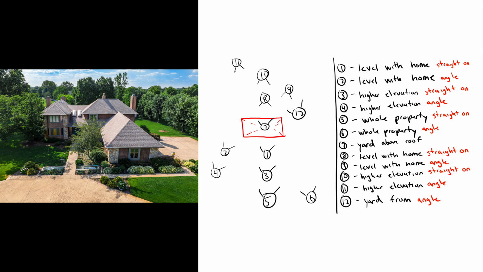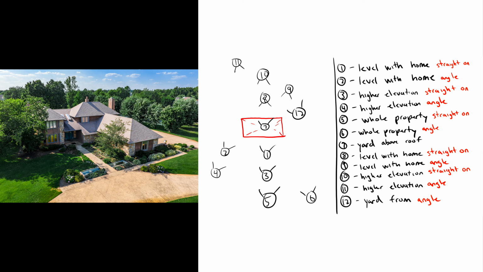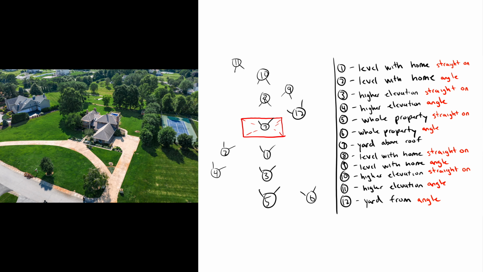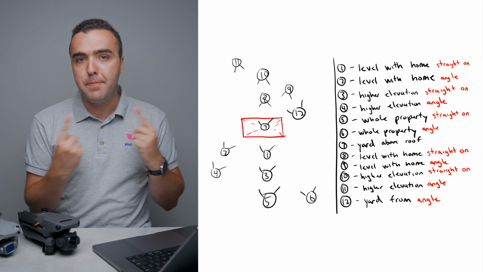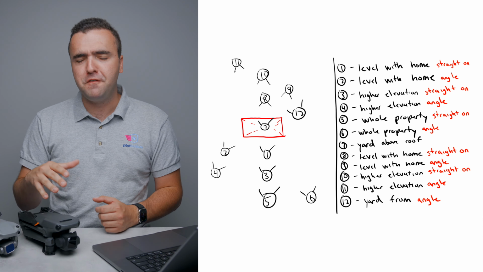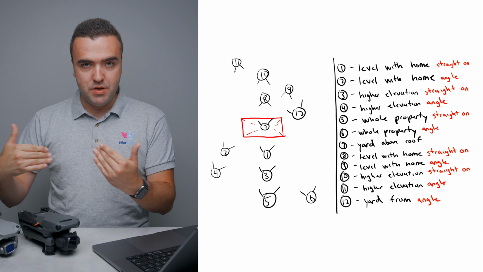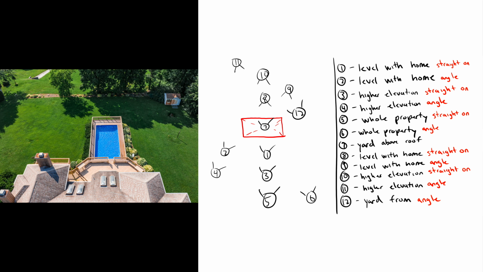Moving on from there, I then do another straight on shot, but from a higher elevation, and then move to the other side to do that same angle from that higher elevation, again on the opposite side of the bump out. Then I'll try to do the whole entire property straight on from a higher elevation, and then again move to an angle and get that whole property from the angle. I like to go on the opposite side of the bump out for that, or on the opposite side of those lower level angled photos, just to mix up the photos that I'm delivering.